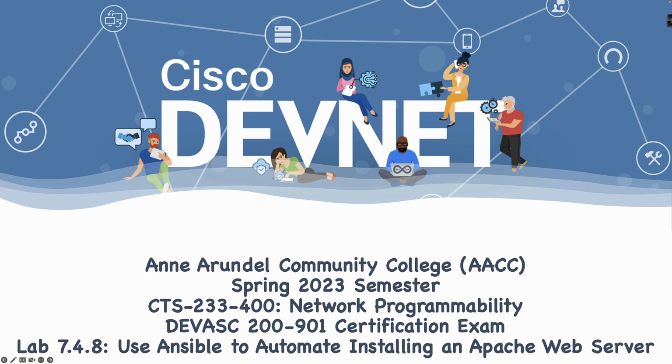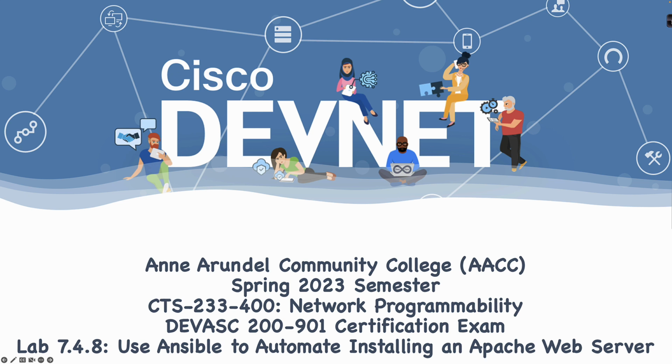Programmability course. This is the Cisco Networking Academy's DEVASC 200-901 Certification Exam Preparation course, and in Lab 7.4.8, another very cool lab, we are going to be using Ansible to actually automate the installation and configuration of an Apache web server. And so you're going to be walking away from this lab with the knowledge in the Ansible files to go off, run an Ansible playbook.